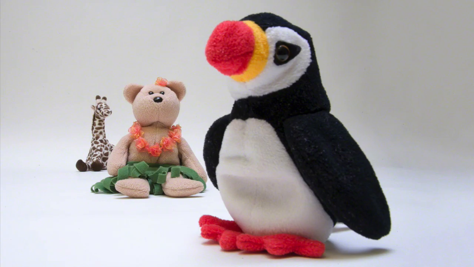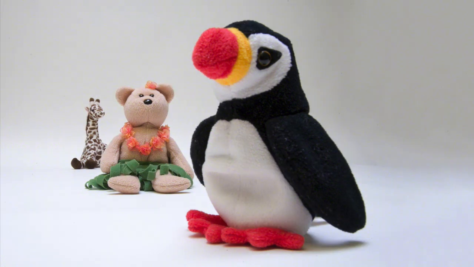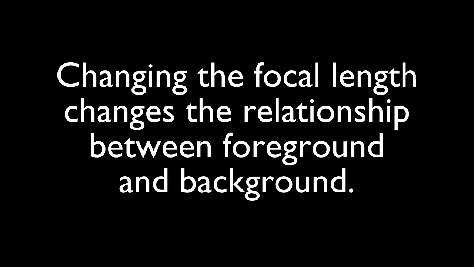In this case, notice that the giraffe in the background is now less than 1/4 of the height of the bird. This also gives us quite a bit more depth and separation in the image. Again, here's the normal version, and here's the wide angle version. Changing the focal length changes the relationship between the foreground and the background.